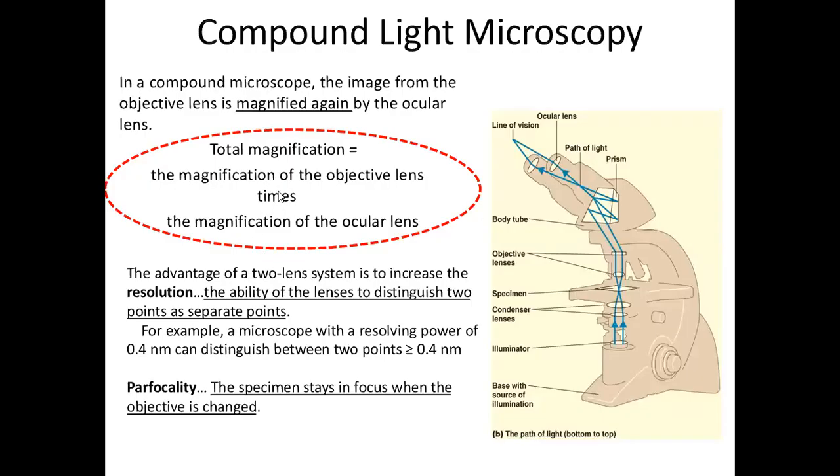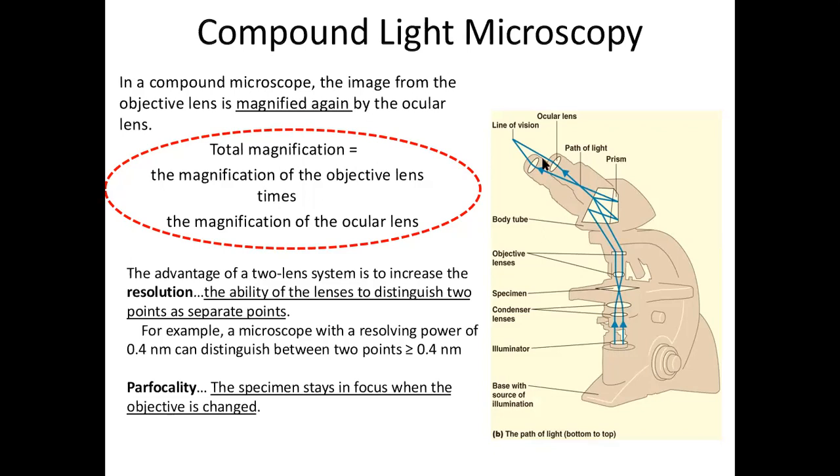Total magnification is the magnification of the objective lens, these lenses hanging down here on the nose piece, times the magnification of the ocular lens. The magnification of the ocular lens is always 10x. Anytime you see a question that asks what is the magnification power of the ocular lens, you'll know that it's 10x. These are called compound because they're magnified not only by the objective lens, but also by the ocular lens. So it's 2 forms of magnification, and that makes it a compound microscope.